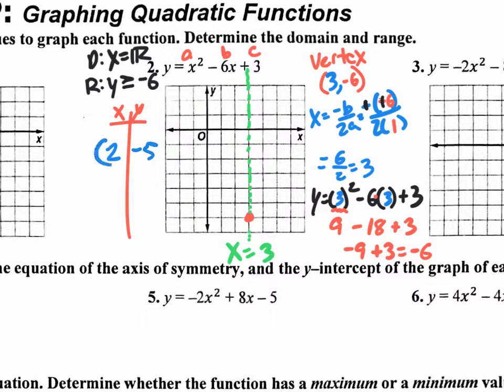So our input 2 gave us the output negative 5. Let's go to the coordinate 2 on the x, negative 5 on the y. We will be right here. Which other coordinate should I plug in? We said 1, right? Let's do the math here.